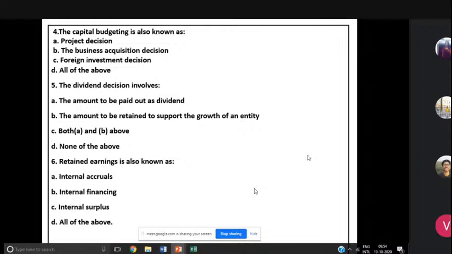Now see the other terminologies for RE. See the spelling very carefully. Internal accruals.